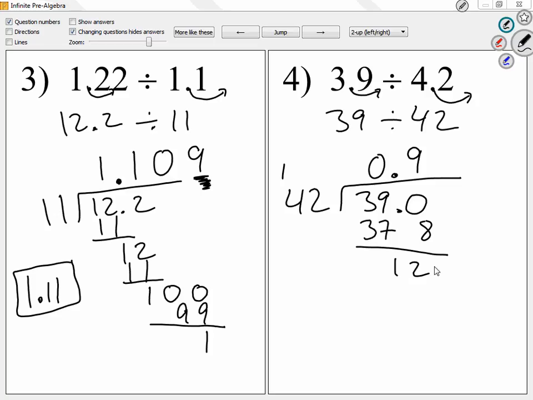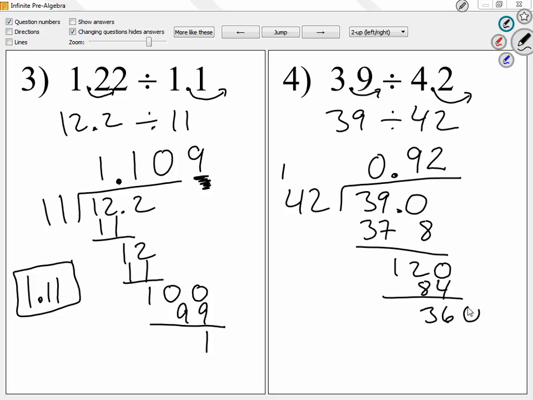My remainder is 12. I can always bring an extra zero. So I'm thinking, how many times does 42 go into 120? Let me try it 2 times. 2 times 2 is 4. 2 times 4 is 8. When I subtract this, like we know how to subtract, 120 minus 84 gives me 36.